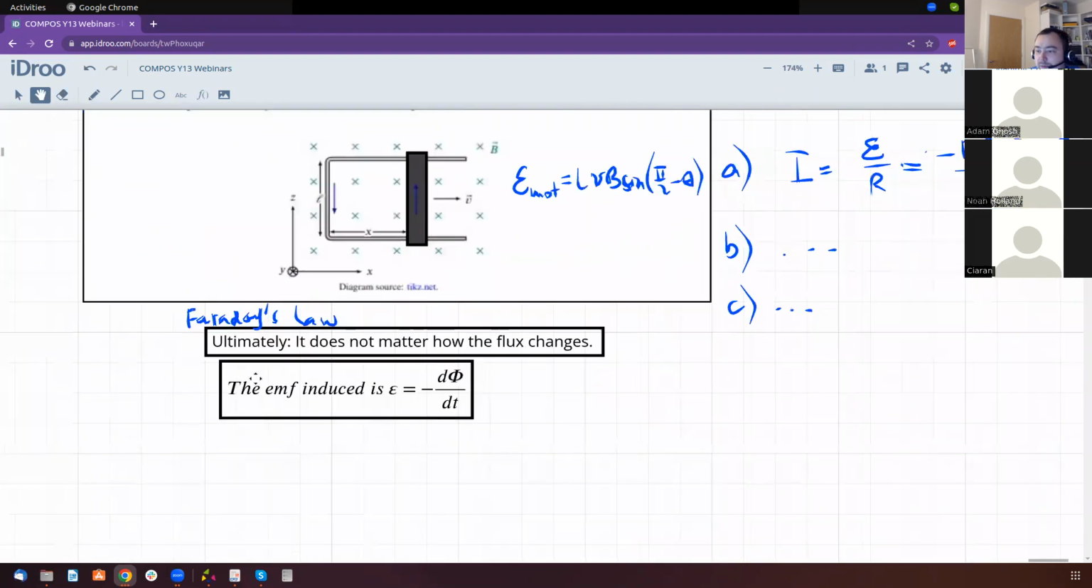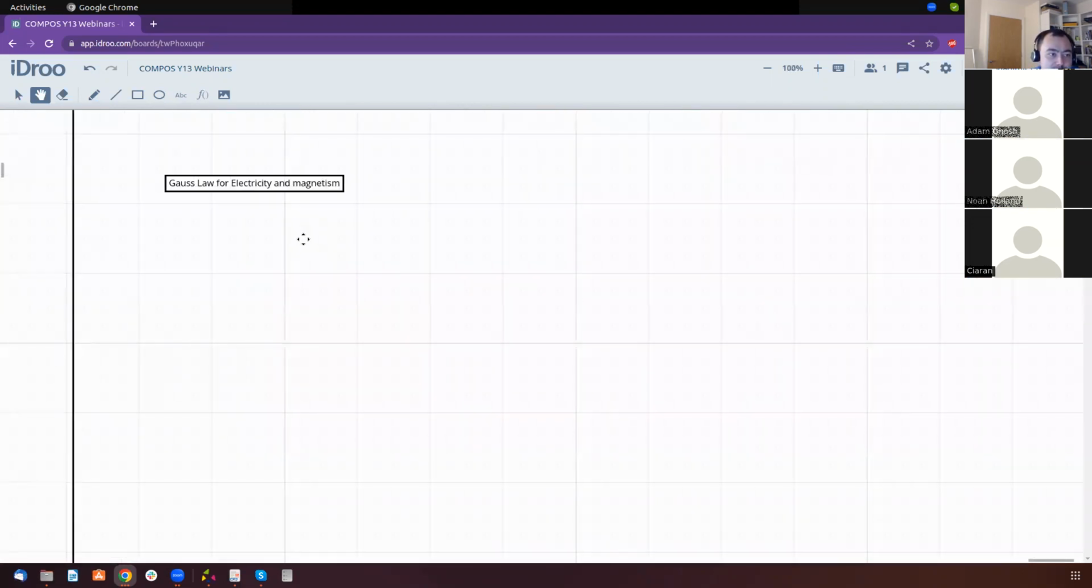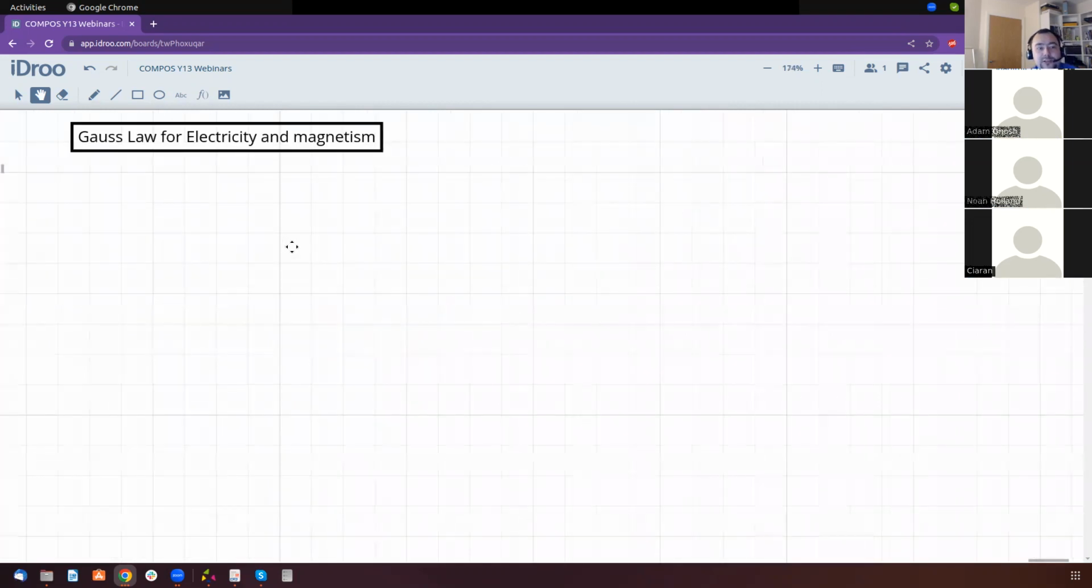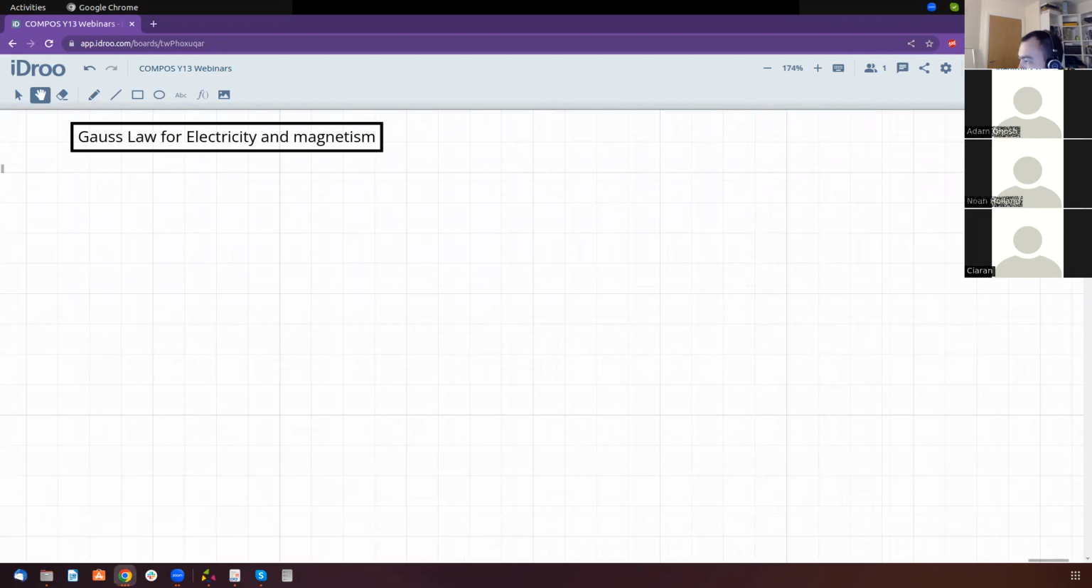Okay, so problem 3. Problem 4. So Gauss's law for electricity and magnetism. Okay, so we've done Gauss's law in the electrostatics assignment, and it's just worth going through.